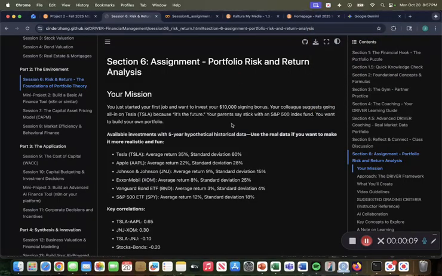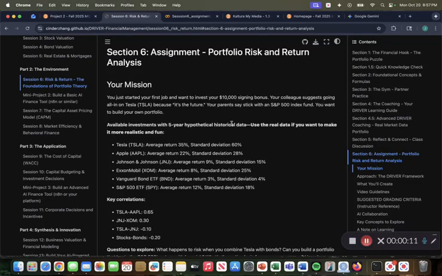So, going through this assignment, our mission today is that we have our first job and want to invest our $10,000 signing bonus. Our colleagues suggest going all in on Tesla because it's the future, but our parents say stick with an S&P 500 index fund, but we want to build our own portfolio here.